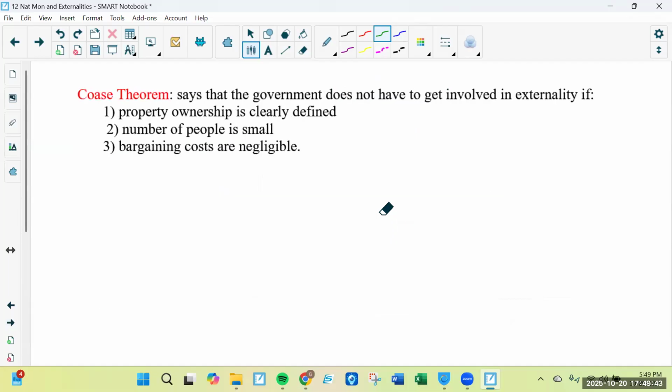Something goes along with this, very seldomly tested, but let me cover it: something called the Coase theorem. The Coase theorem says the government does not need to get involved in an externality if property ownership is clearly defined. In other words, it is mine.